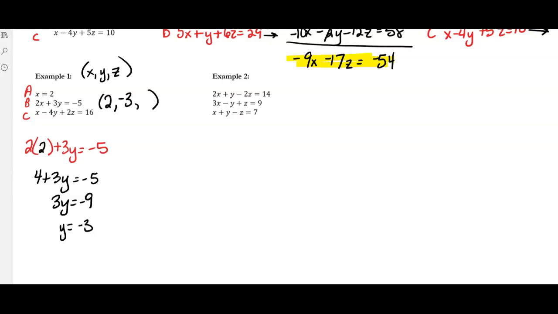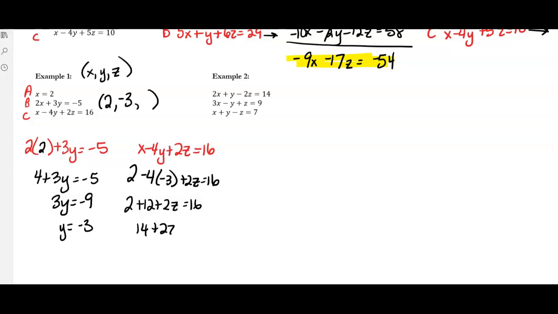And equation C is going to be x minus 4y plus 2z equals 16. So let's just plug those in. X was 2, minus 4 times y, which is negative 3, plus 2z is 16. So that's 2 plus 12, plus 2z is 16. 2 and 12 is 14. You get rid of a plus 14 by minusing 14, so you get 2z is 2.